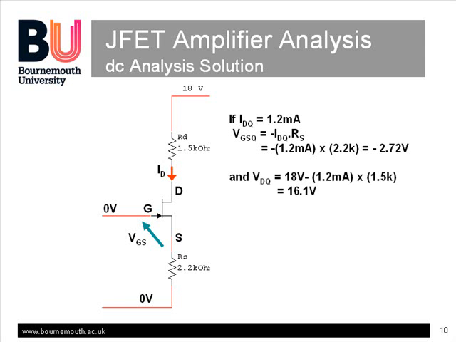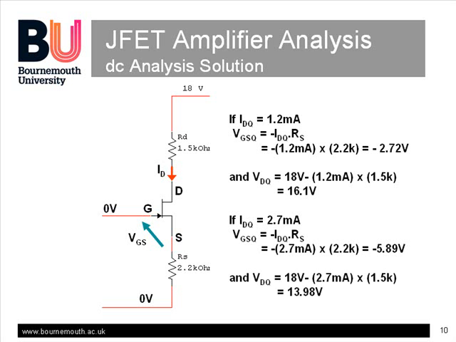The second possible solution of IDQ is 2.7 milliamps gives a quiescent gate voltage of minus 5.89 volts, which is not within the permissible operating range of 0 to minus 4 volts, and it's therefore the wrong one, even though the drain voltage looks quite reasonable. Hence, the DC operating point of this circuit is with a DC drain current of 1.2 milliamps, a gate voltage of minus 2.7 volts, and a drain voltage of 16 volts.